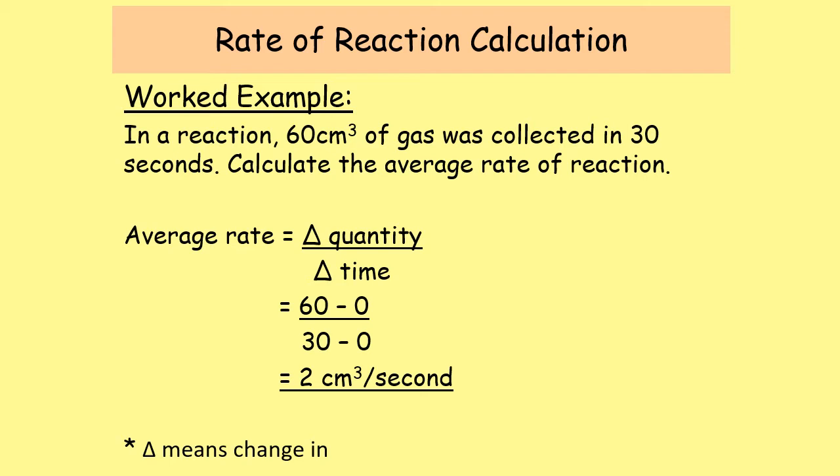So if you're ever stuck about which number to divide by which, just remember that the number that is time is always the one on the bottom. So 60 divided by 30 seconds just gives us a rate of 2.